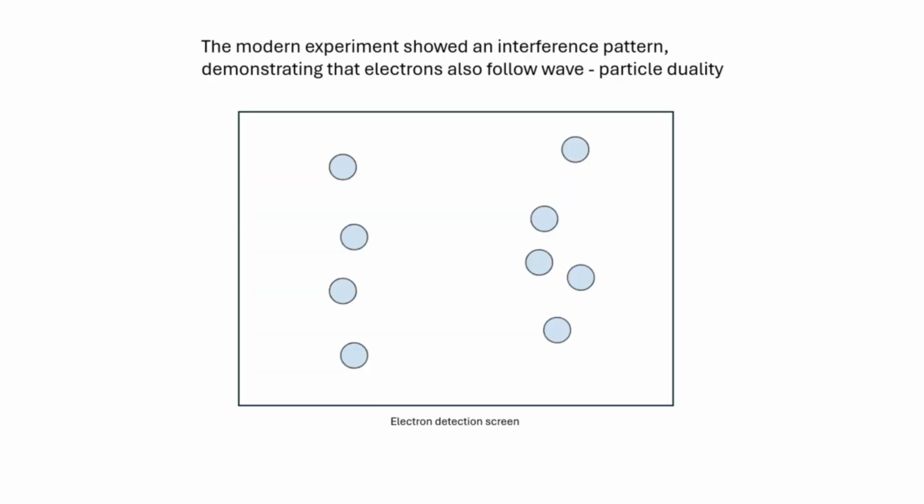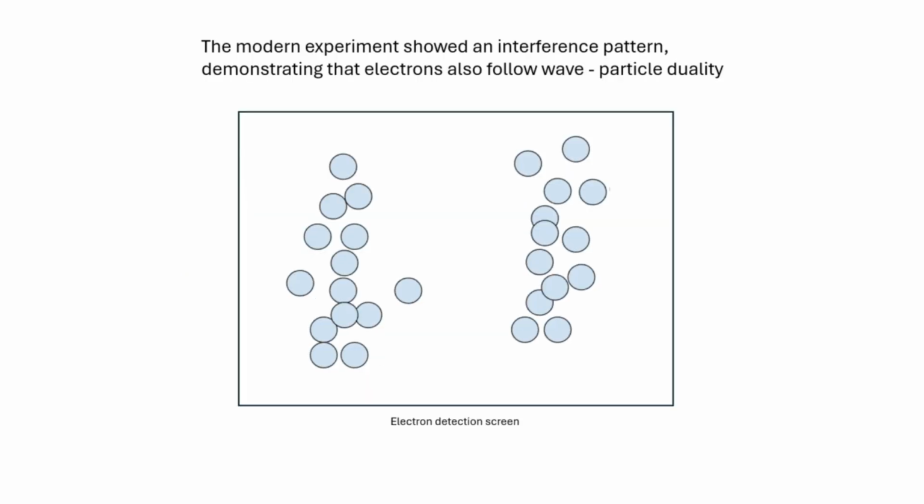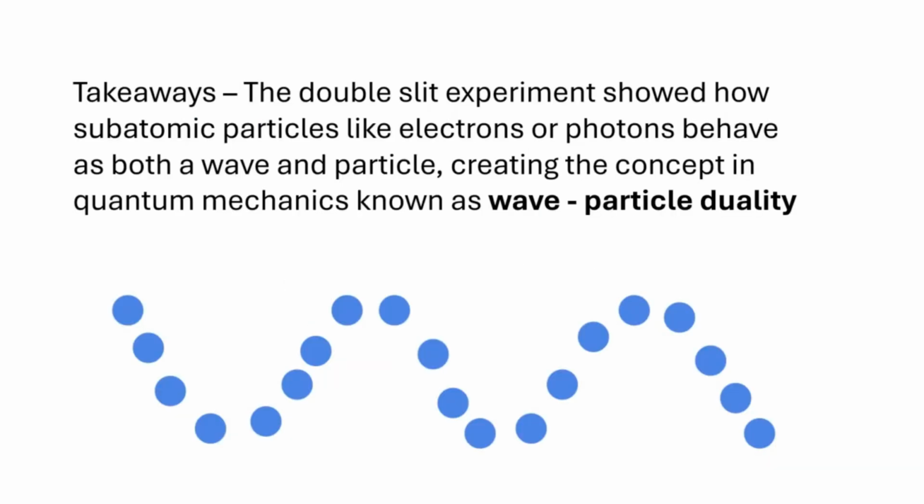The detector screen showed that the electrons demonstrated an interference pattern, which means that the electrons also have wave-like properties. Since we know electrons are particles, and we have demonstrated that they also exhibit properties of waves, this led to the quantum mechanics concept of wave-particle duality, meaning that all matter has properties of both particles and waves.